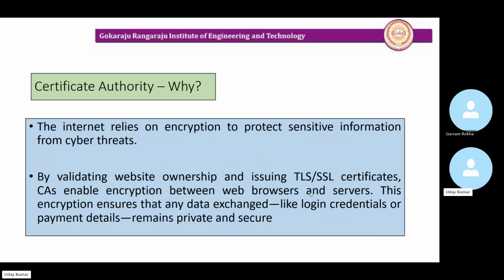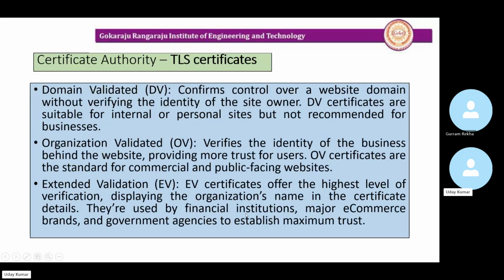Next, why certificate authorities? The internet relies on encryption to protect sensitive information from cyber threats. By validating website ownership and issuing these certificates, CAs enable encryption between web browsers and servers. The encryption ensures that any data exchange, like login credentials or payment details, remains private and secure. Okay. Next, the certificate authority. There is domain validation, which confirms control over the website domain without verifying the identity of the site owner.